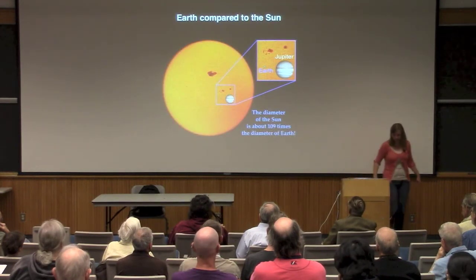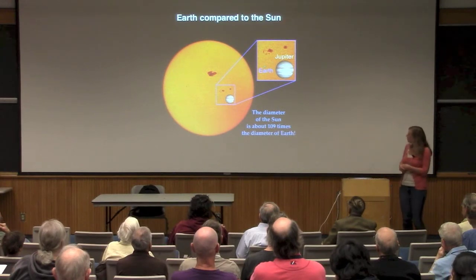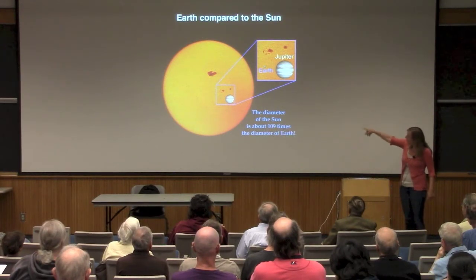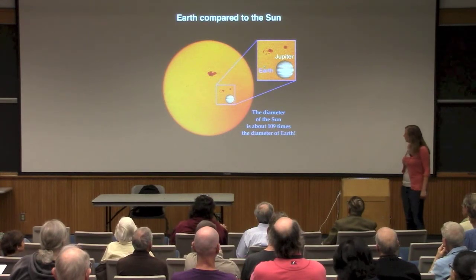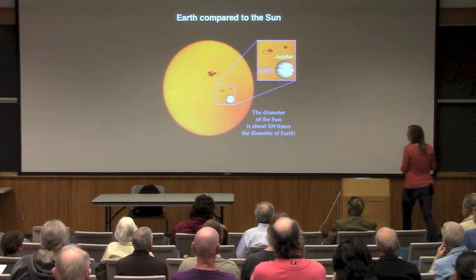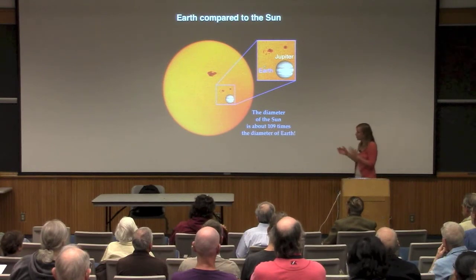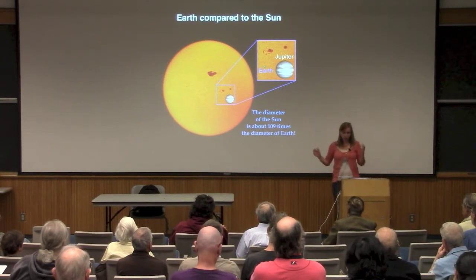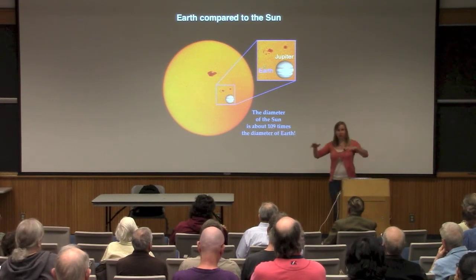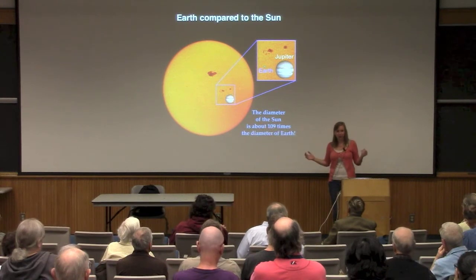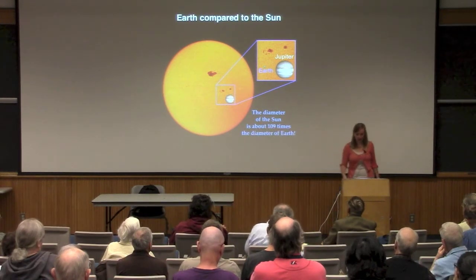You've probably all seen these images before, they're all NASA images. You see there, zooming in, the Sun, Jupiter, and then the tiny, tiny little dot is the Earth. The diameter of the Sun is more than 100 times the diameter of Earth, so the Earth is really tiny compared to the Sun. But then, our Sun and our solar system live in our galaxy, the Milky Way. So how does that compare?